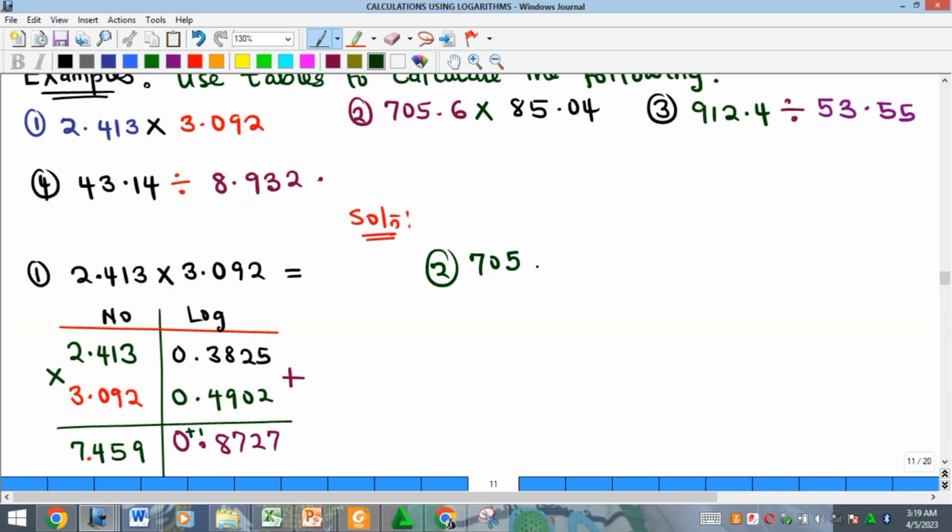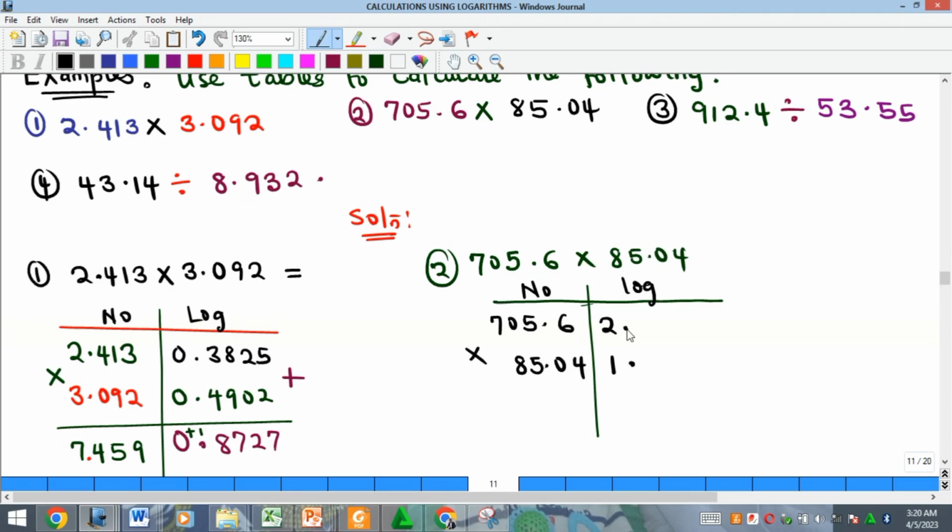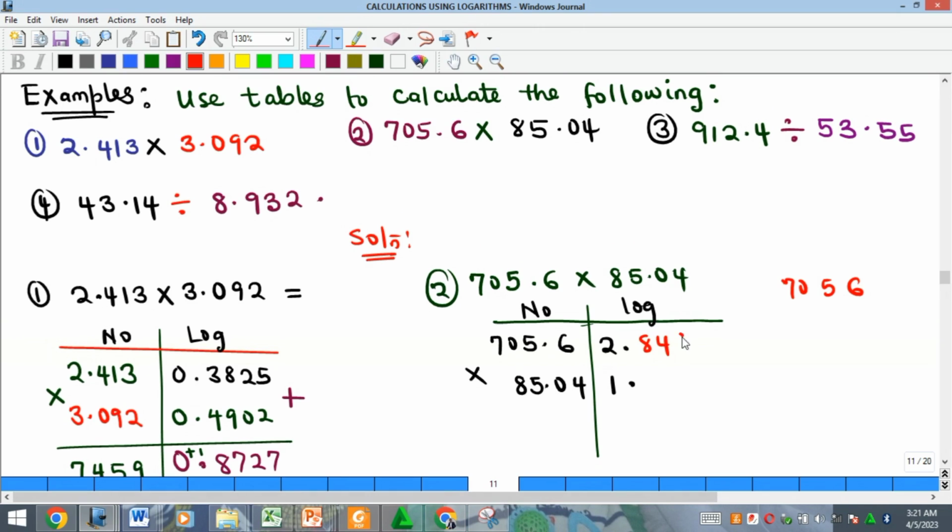So for 2 we have 705.6 multiplied by 8504. Okay, so we will draw our table. Okay, so what then is going to be the mantissa of the two of them? So to get the mantissa of the first one, we are looking for 70 under 5 difference 6, 8486. Now for this other one, 85 under 0 difference 4. So here I have 92 and 96. Okay, so the next is to add up what I have.